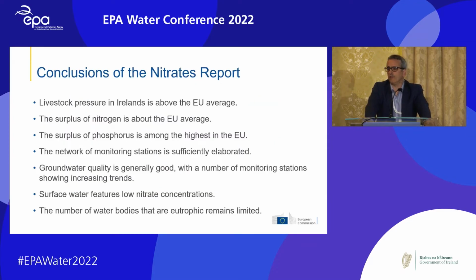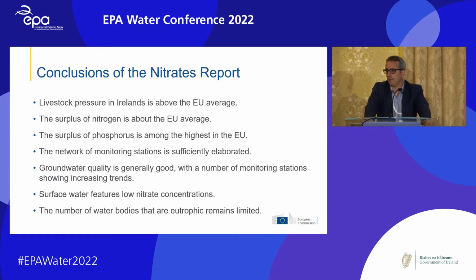As regards the conclusion of the nitrates report for Ireland, livestock density is above the EU average. Also, the surplus of phosphorus is above the EU average. In the case of nitrogen, the surplus is close to the EU average. The monitoring network is sufficiently elaborated. It covers sufficiently this pollution from agriculture.